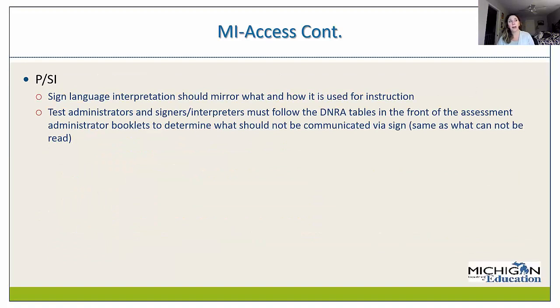For P and SI, participation and supported independence, sign language interpretation should mirror what and how it is used for instructional purposes for the student. Test administrators and signers or interpreters must follow those do not read aloud tables in the front of the assessment booklets to determine what should not be communicated via sign, or what is essentially the same thing as what cannot be read aloud to a student.